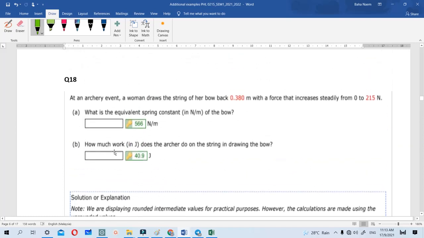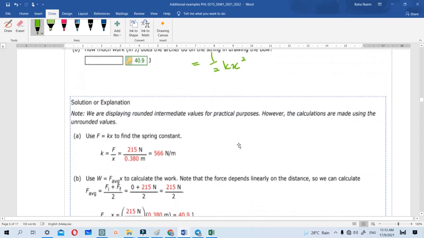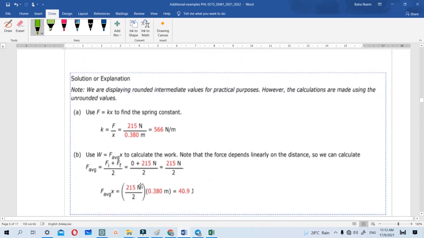Now, how much work does the archer do? Okay, now you can opt either to use half kx squared. It was she who does it. Okay, she does it. So it's not work by the spring. It's not by the string. Sorry. Okay. So you could use half kx squared. Or you can use these methods, okay? You would arrive with the same answer.